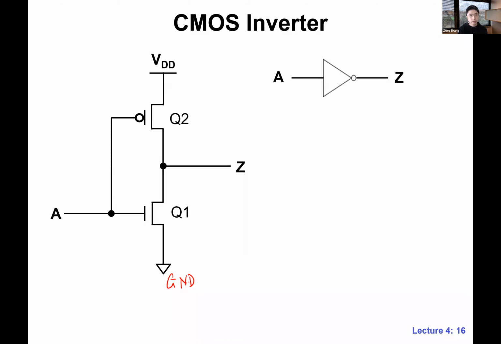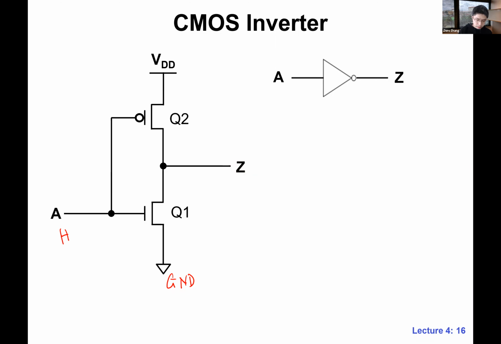It's an abstract diagram though. Let me ask you, when A is high, which transistor is on, Q1 or Q2? Q1, right? Q1 is on, very good. So Q2 is off, and that's where Z is 0, because this path from Z to ground is conducting. The voltage level of Z is driven to 0. That's where we are inverting.